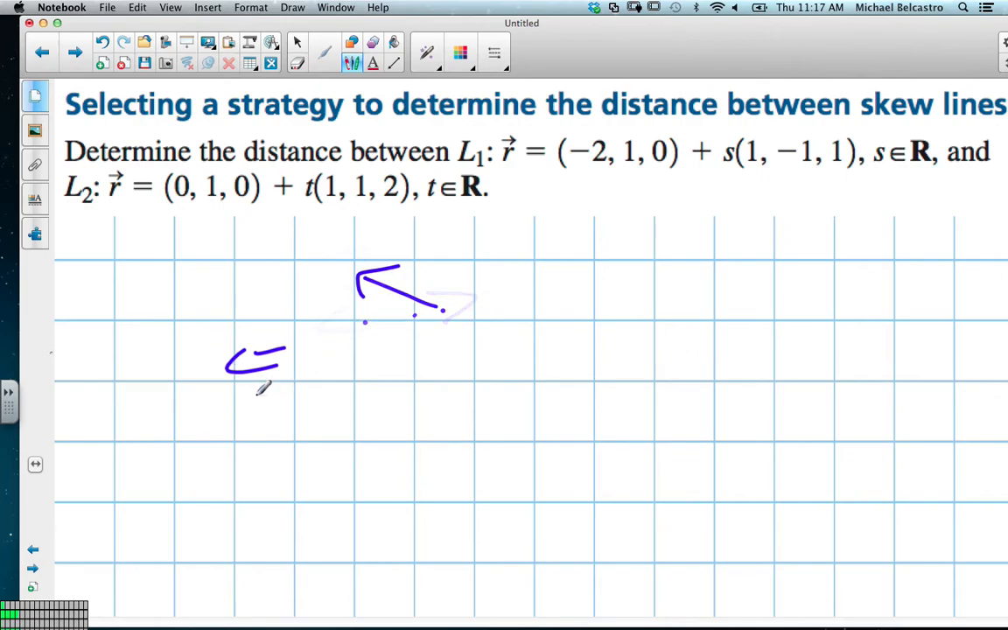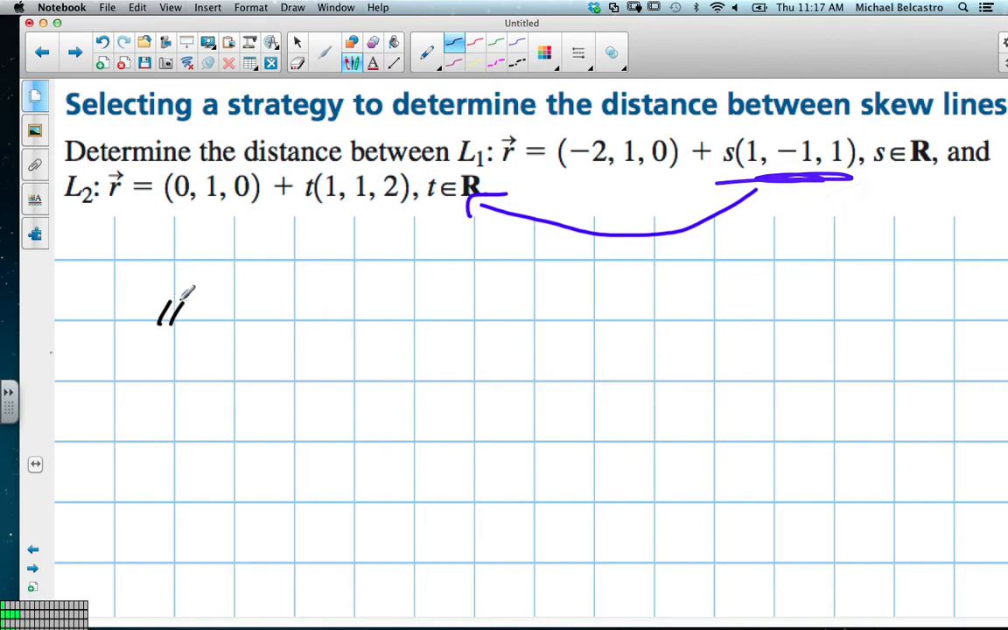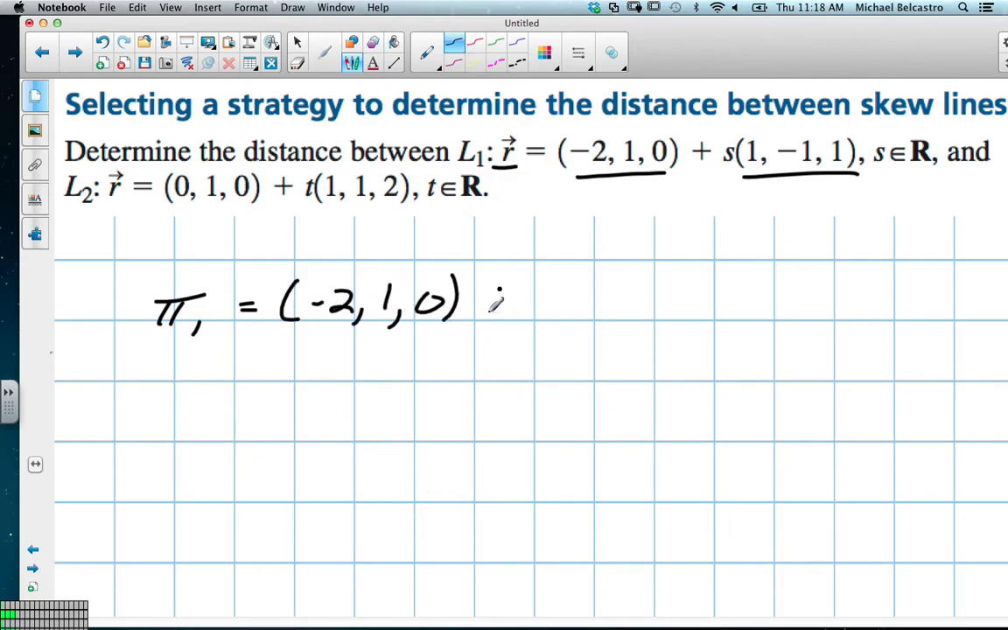So what we're going to do is we're going to turn each skew line into parallel planes. And we're going to use the direction vector from the second line to be the other direction vector in our first plane. And we use the direction vector from the first one to be the other direction vector in our second plane. So the idea being that our plane 1 is equal to all of the info from our first line, -2, 1, 0, plus S1, -1, 1. And we're going to add to this T, 1, 1, and 2.